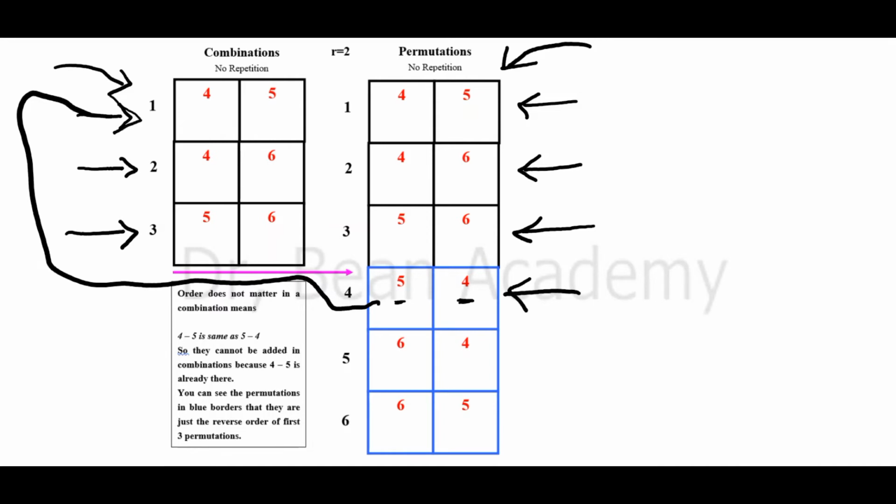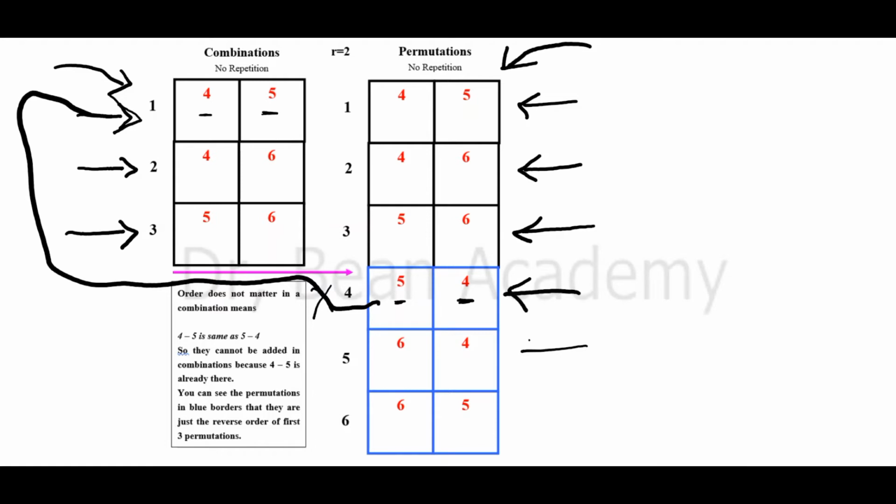4 5. You may say, no, no, no, this is different because 4 is on the left, 5 is on the right side. But the combination will say that, dear sir, I don't care about the position, what is left and what is right. As long as I have the two numbers 4 and 5 in my combination, in my two boxes, no matter wherever they are, it's enough. I don't care if it's in the left box or right box. It's the same thing to me. So a combination will not accept this thing.